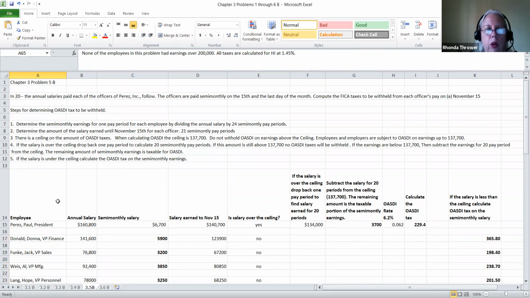You got to remember some of the things that we talked about earlier in this video about how you pay OASDI taxes. First of all, the annual salaries paid to each of the officers are as follows. They gave the annual salaries, and they said that they wanted you to find the semi-monthly salary for those employees.